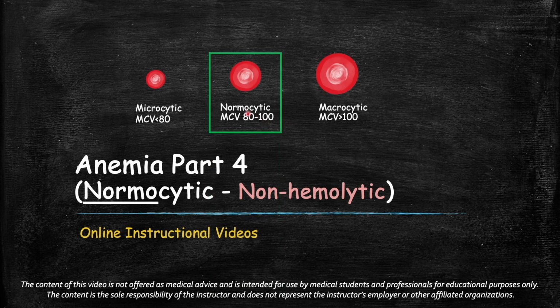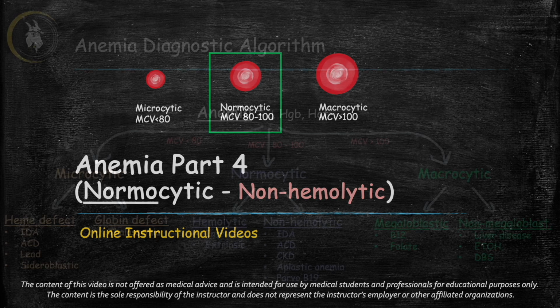So in this video I'm going to cover two things. Number one, how normocytic anemia is divided into hemolytic and non-hemolytic causes, and then number two, the specific details about the non-hemolytic causes, and then you'll learn about the hemolytic causes in the next video of the series. But for now, if you're ready to learn about this, let's get started.